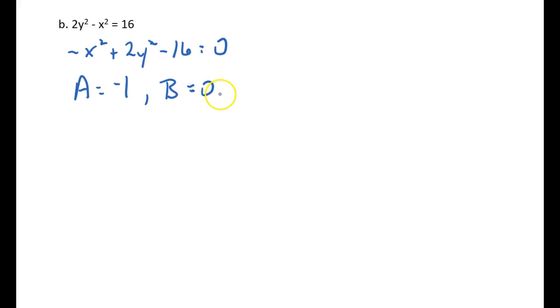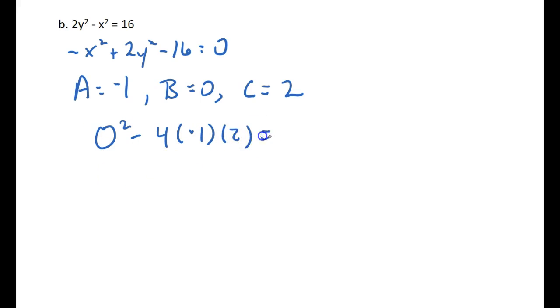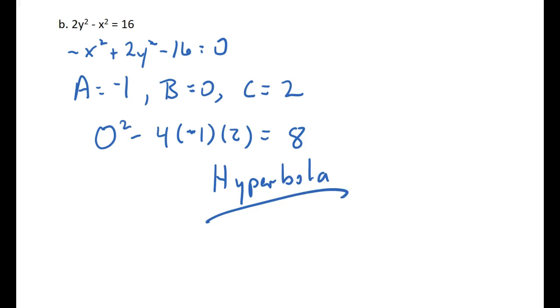Well, let's rewrite it in the correct order. So we have negative x squared plus 2y squared minus 16 equals 0. A is negative 1. B is 0. Remember, b is the coefficient of the xy term. And c is 2. So b squared minus 4ac is equal to positive 8. That's greater than 0, so we are going to get a hyperbola from that equation. And finally, let's look at this equation.